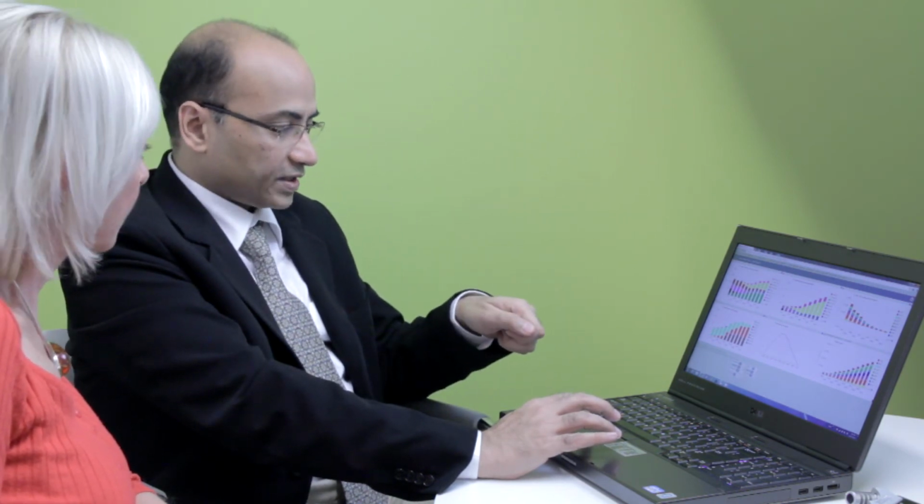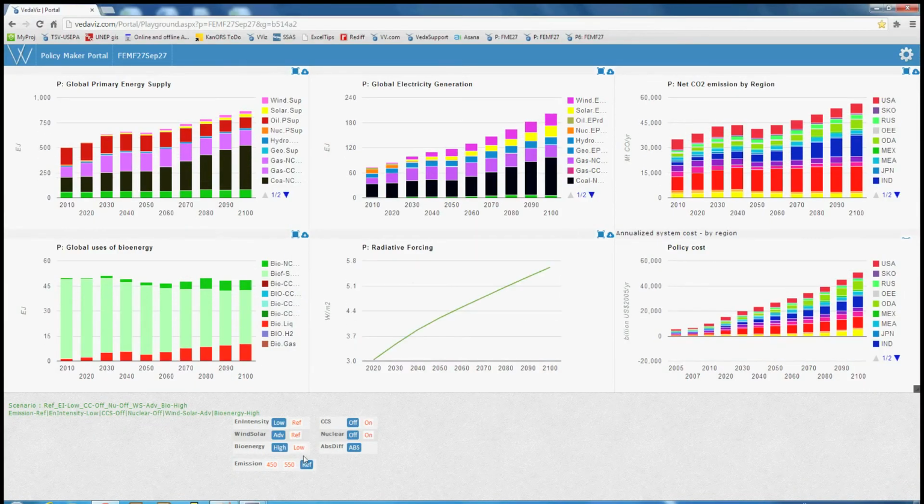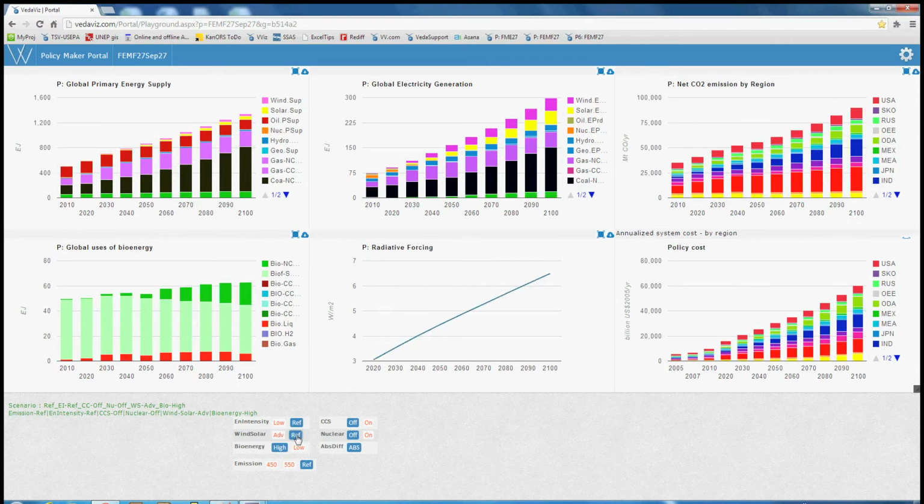So if you want to look at the reference case, you just choose each dimension at the reference level. So energy intensity is reference, emission is reference, wind and solar is reference, bioenergy is high, CCS is on, nuclear is on. So this is our global reference scenario, in which this is the problem, that we have radiative forcing that goes very high, and that's why this whole business is going on. So you can see that there is a lot of coal in primary energy, a lot in electricity, and so on.